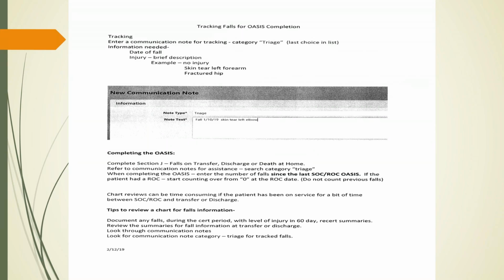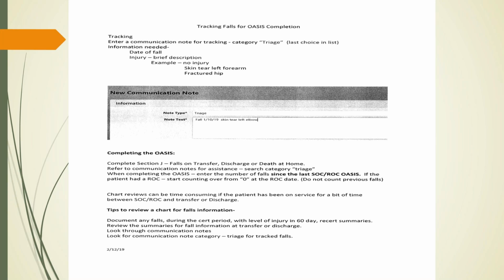We do have a mechanism for that, and it's a triage note in communications. When you go into your communications to write a note, you pick the note type that's triage. It's the very last selection in there. The only time you should ever pick that is if you're documenting something about a fall.